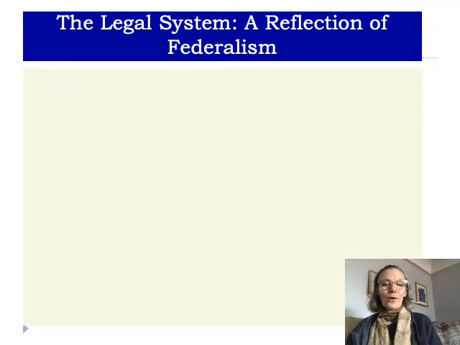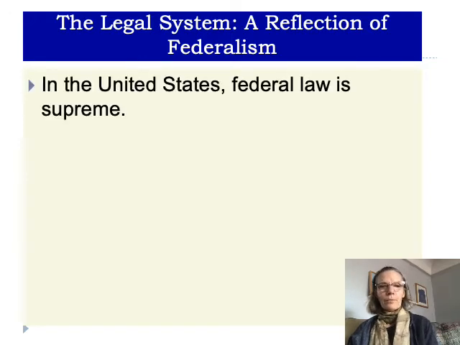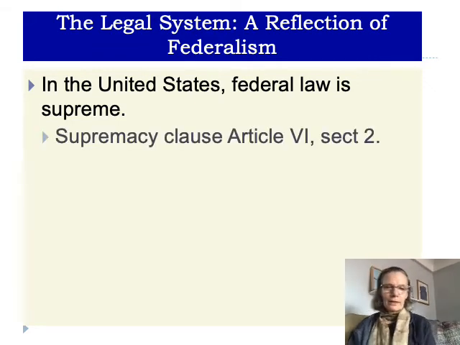Okay, so the last feature of the court system that we're going to take a look at is that the court system in the United States is a reflection of federalism. So in the United States, federal law is supreme. That comes from the Supremacy Clause that's in Article 6, Section 2 of the Constitution. It basically says that the Constitution of the United States is the supreme law of the land. So any law in the United States that violates the Constitution is prohibited.